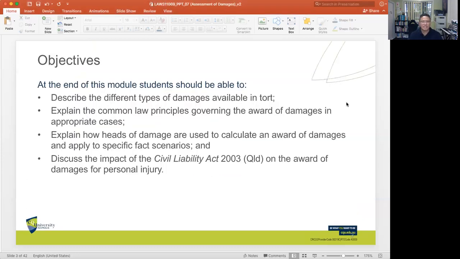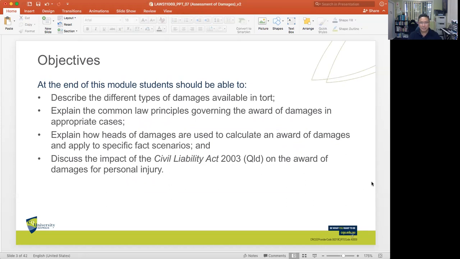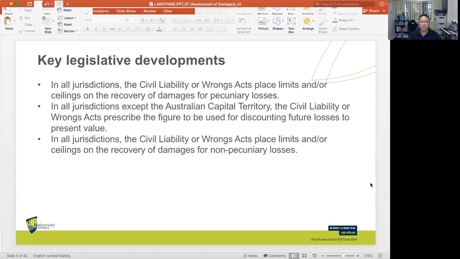So, having said that, at the end of this module, you should be able to describe the different types of damages available in tort, explain the common law principles governing the award of damages in appropriate cases, explain how heads of damages are used to calculate an award of damages and apply them to specific fact scenarios, and discuss the impact of the Civil Liability Act 2003 Queensland on the award of damages for personal injuries.